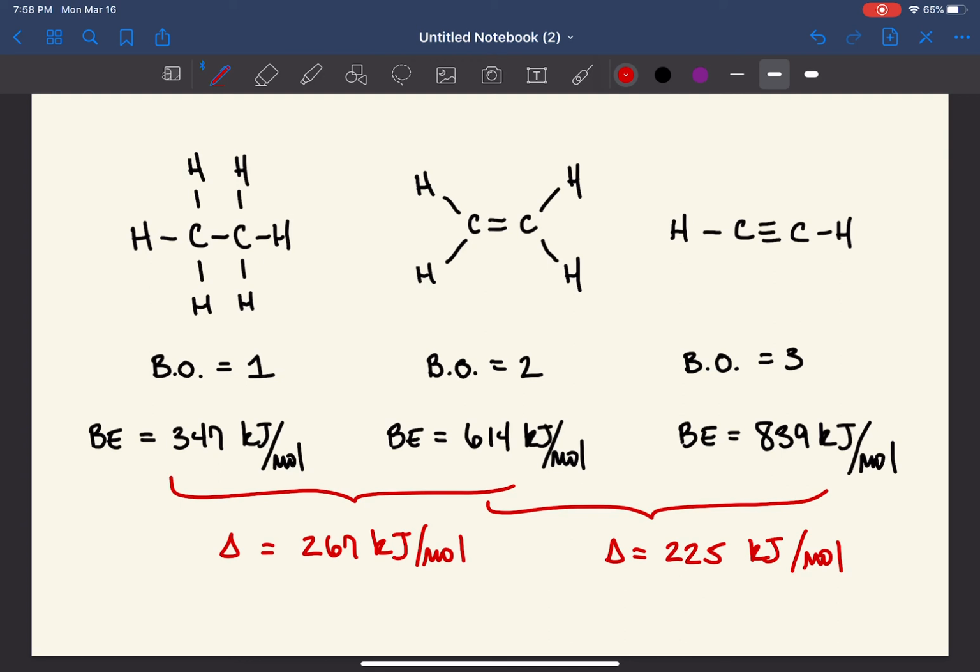Okay. And the third one, the third reason, or the third effect that we have on the bond energy is based on polarity, which is the most interesting to me.